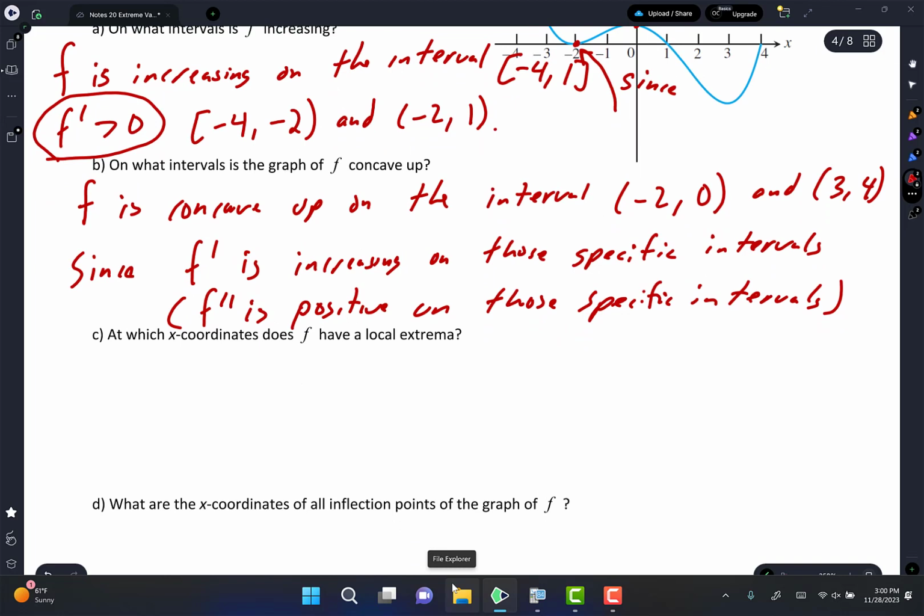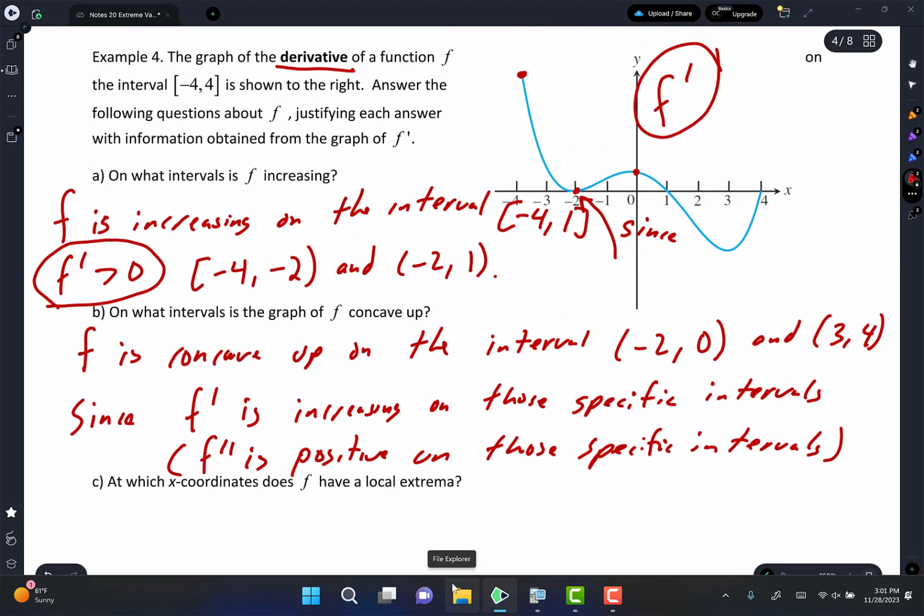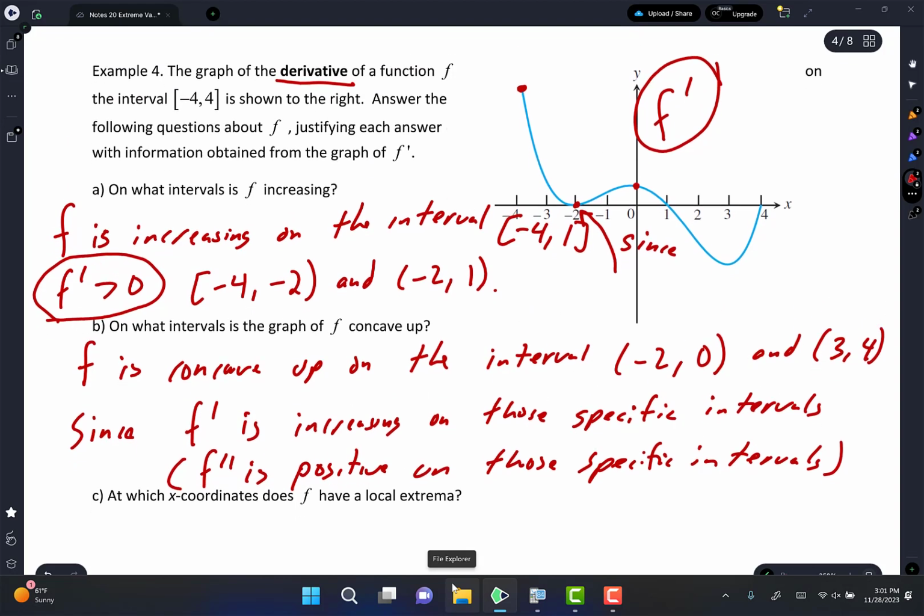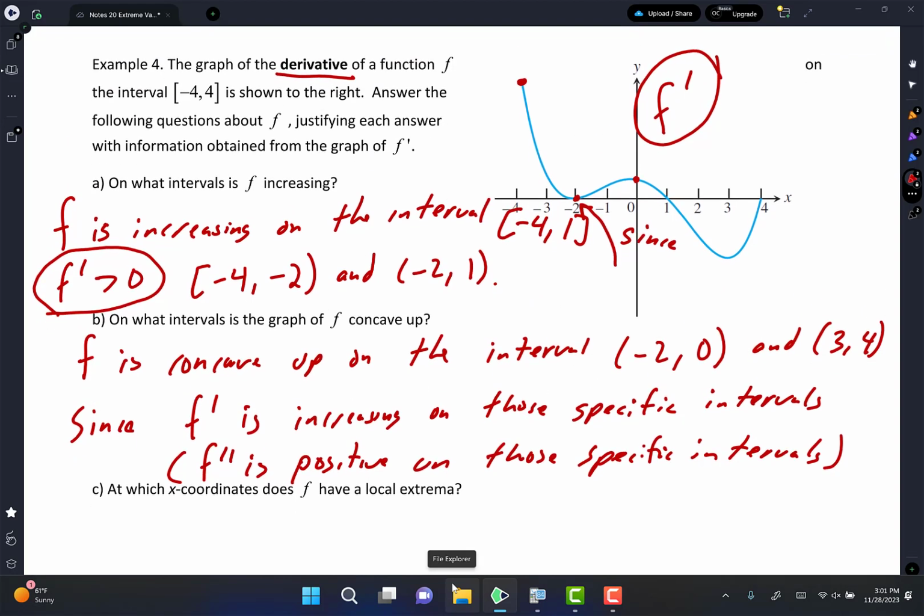All right, let's see if we can find at least one of them really fast. At what x coordinate does f have a local extrema? Give me a maximum really fast. Where does f have a local max? -4. No, I actually have a min at 0. Not at 0. The f prime has a max at 0, but not f. It goes from positive to negative.